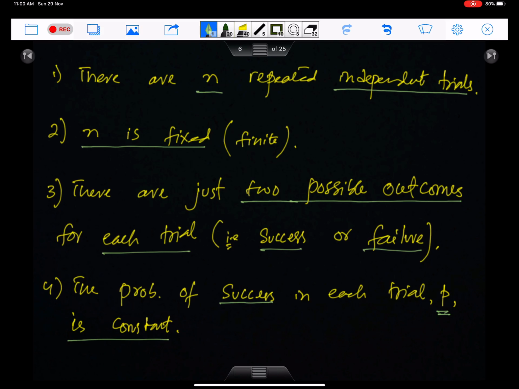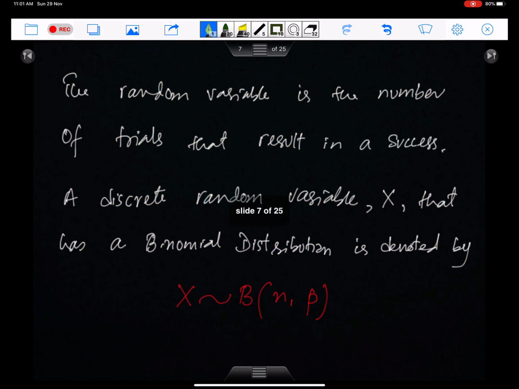So there should be n independent trials. The value of n must be fixed. There must be just two possible outcomes for each trial, and the probability of success must be constant. The random variable is the number of trials that result in a success.